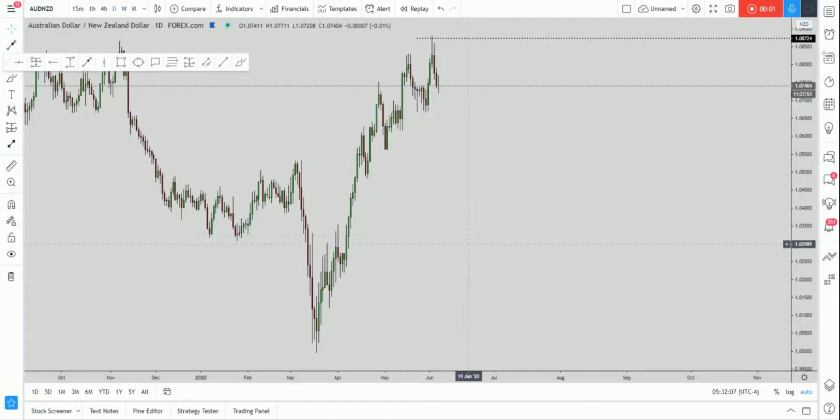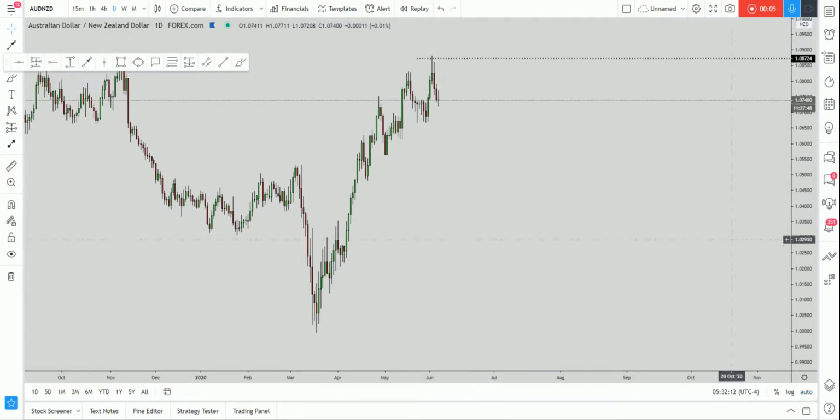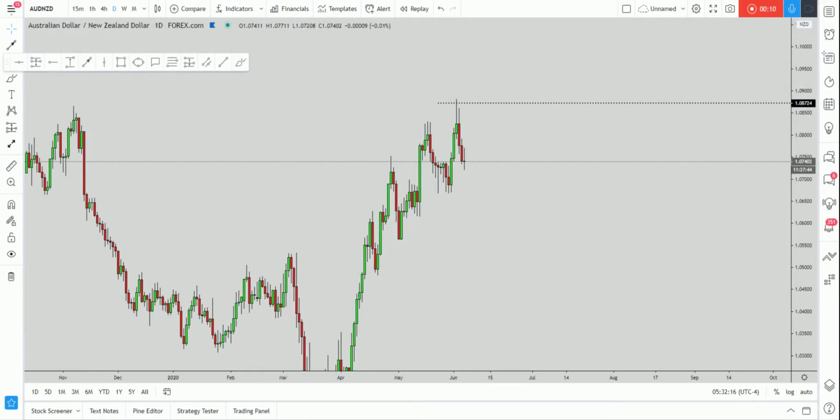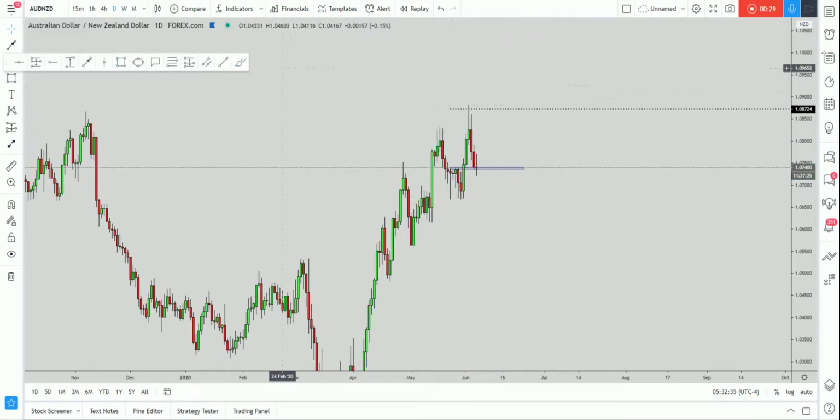Okay, so what kind of situation do we currently have from an AUD NZD perspective? Now, on the daily time frame, if you remember with our previous analysis on this pair, we said after this W formation, we want to see the market reach exactly this zone here, and then we want to see the market give us a nice retracement to complete the W formation at the neckline.